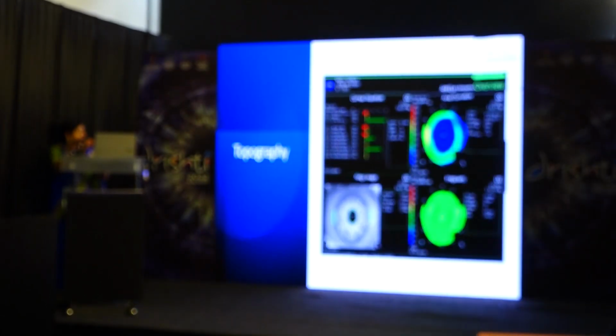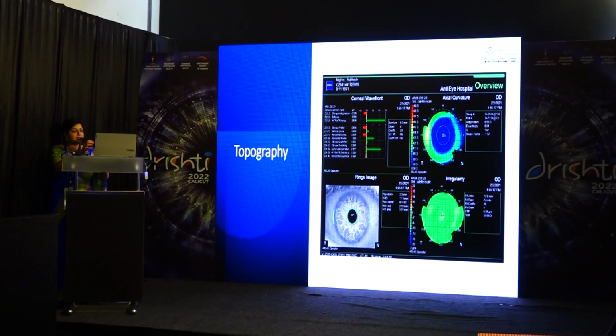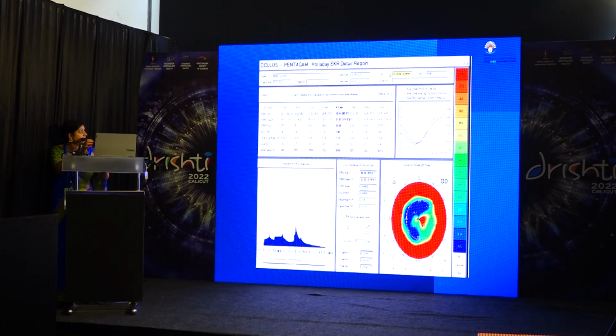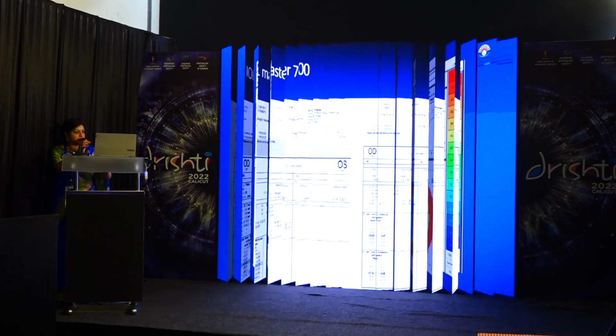the stroma. So here this was the ablation that you can see on topography, and this was the Pentacam Holladay IKEA report. You can see a lot of keratometric variability. So we gave him a guarded prognosis also.